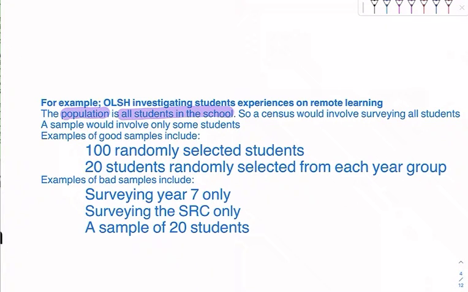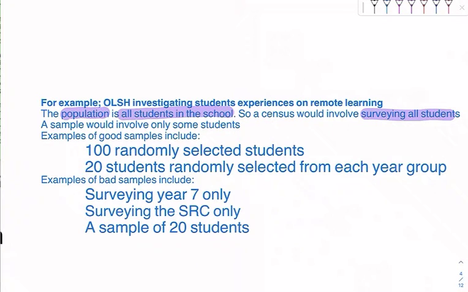So if I was to take a census when I'm trying to investigate the experiences of OLSH students on remote learning, I would need to survey all the students in the school. Now, realistically, it's probably not necessary to take a census in that case because I don't need exact numbers. I don't need exact figures.